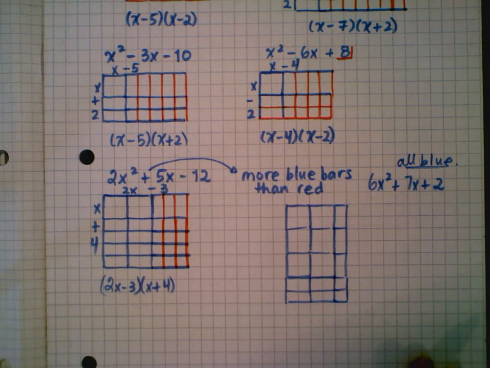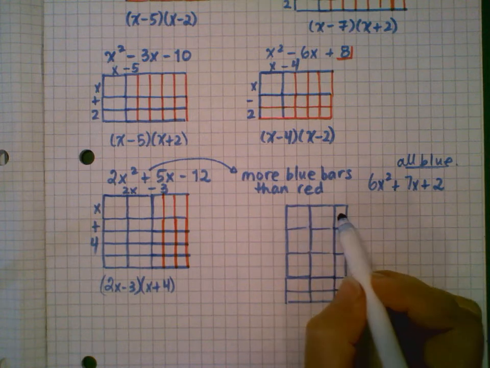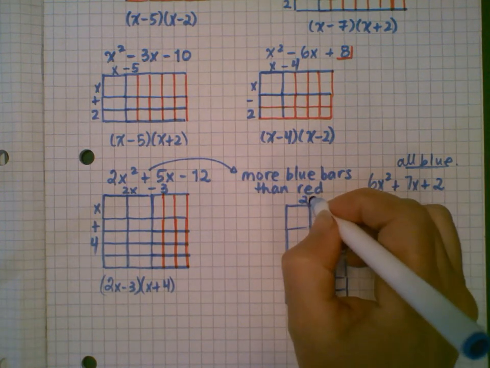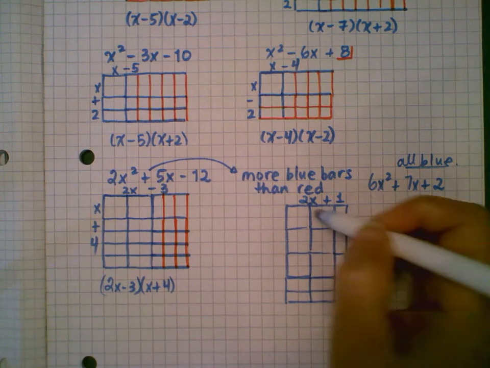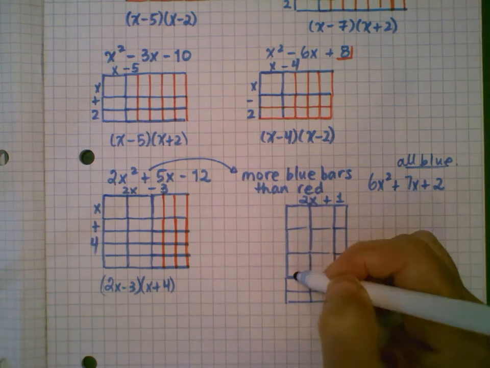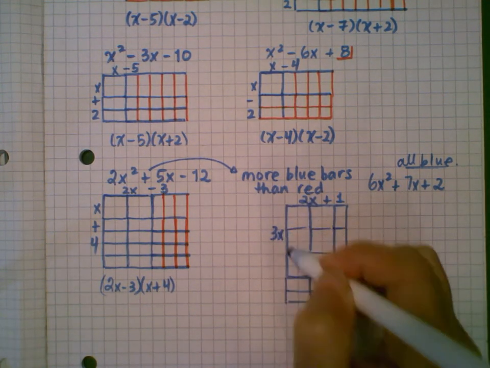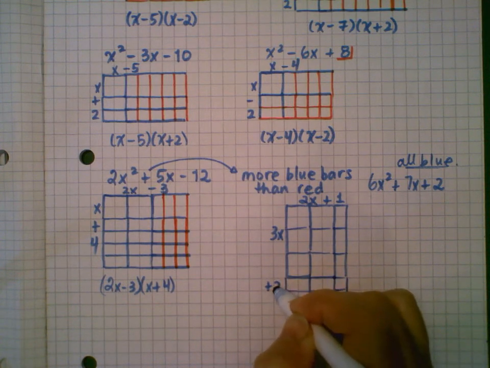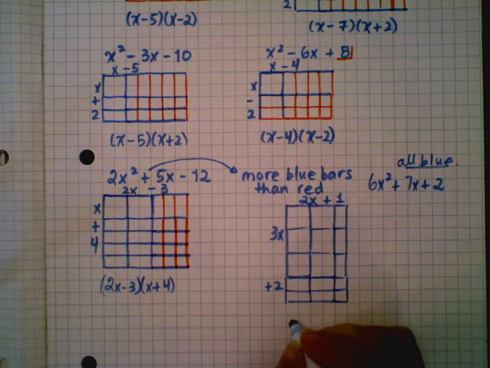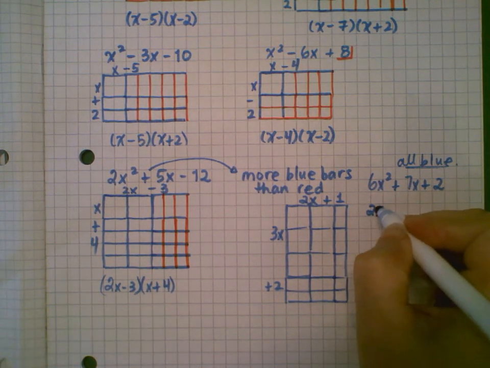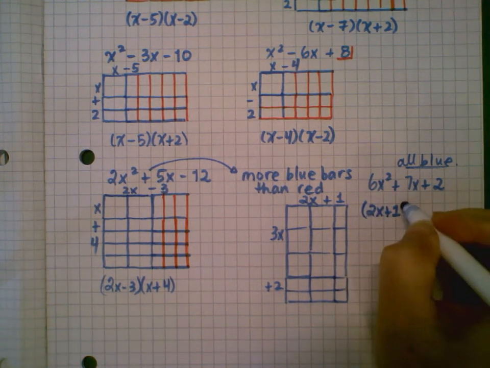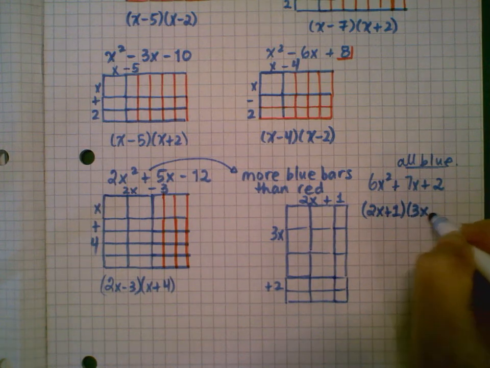Like that. So the dimensions across the top here are 2x plus 1. And down the side here, that's 3x's long plus 2. So my factored form of this trinomial is 2x plus 1 times 3x plus 2.